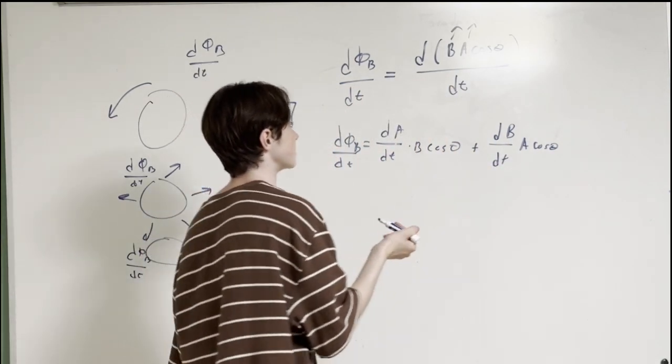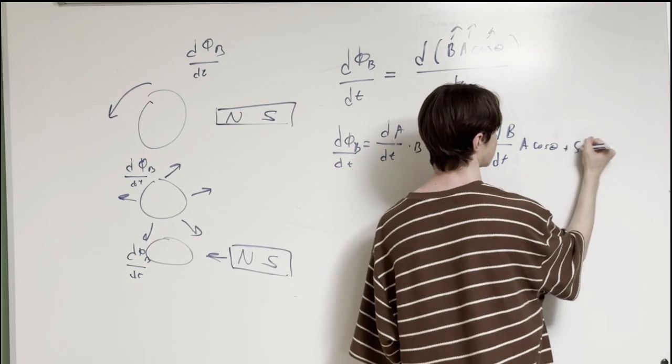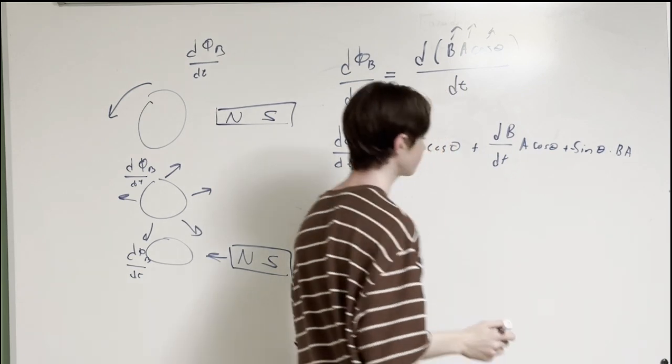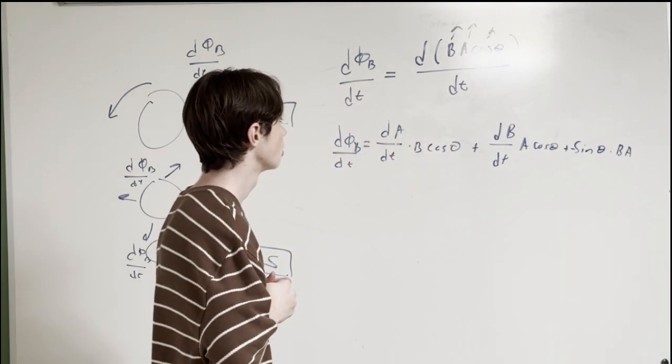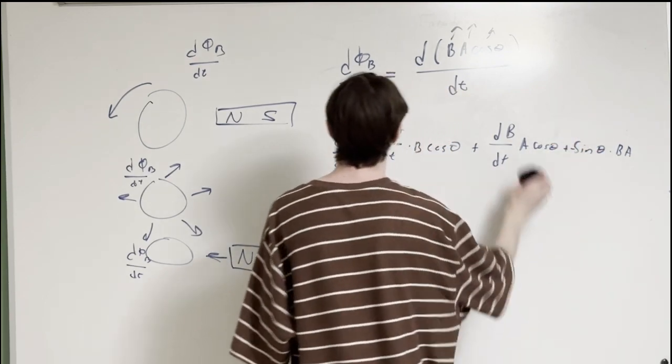And then, obviously, cosine theta could be changing too, and then suddenly we'd have the derivative of cosine theta, which is negative sine of theta, times BA. Or I guess theta might be changing at some certain rate, but it doesn't matter.